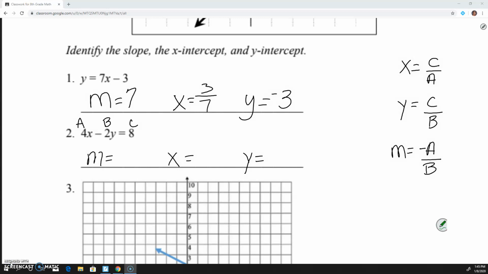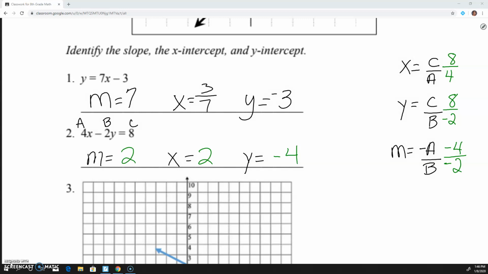Okay, first let's find our x. What is my c? And what is my a? 4. What's 8 divided by 4? 2. So my x was 2. My y. What's my c? 8. What's my b? Negative 2. What's 8 divided by negative 2? Negative 4. And my m, I have to make a negative. So what's my a? What's my b? What's negative 4 divided by negative 2? Positive 2. You get it right?